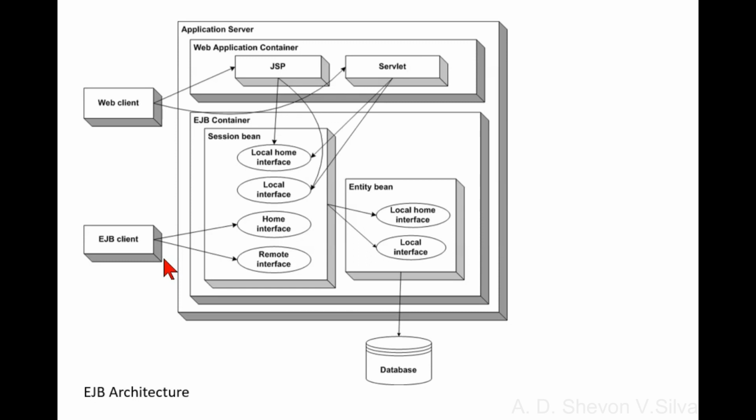Here you can see the application server. The application server contains the EJB container and can contain other features such as a web application container to host web components such as Java Server Pages and Java servlets. The EE server is an application server.